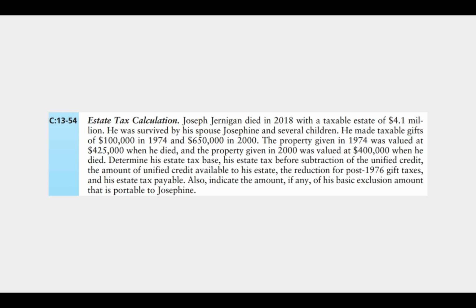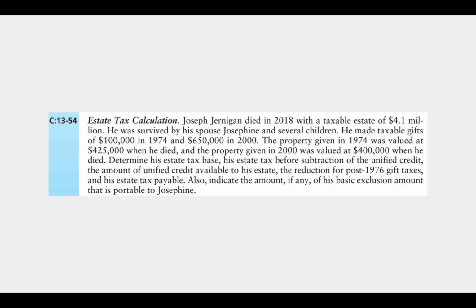All right, Joseph Jernigan died in 2018 with a taxable estate of $4.1 million. He was survived by his spouse, Josephine, and several children. He made taxable gifts of $100,000 in 1974 and $650,000 in 2000. The property given in 1974 was valued at $425,000 when he died, and the property given in 2000 was valued at $400,000 when he died. Again, we don't care about the date of death value, we care about the date of gift value.